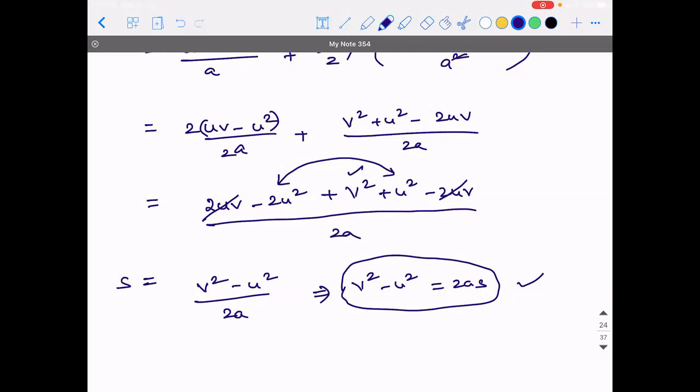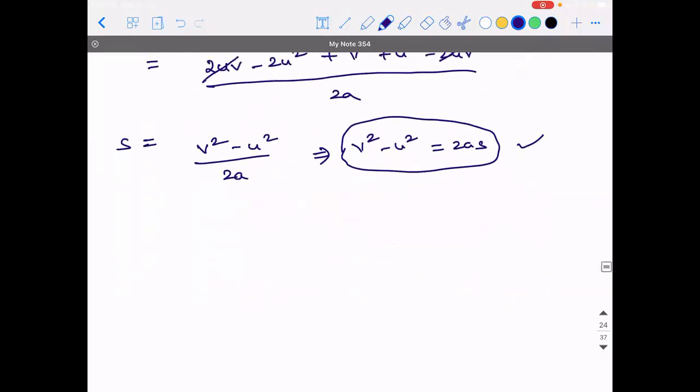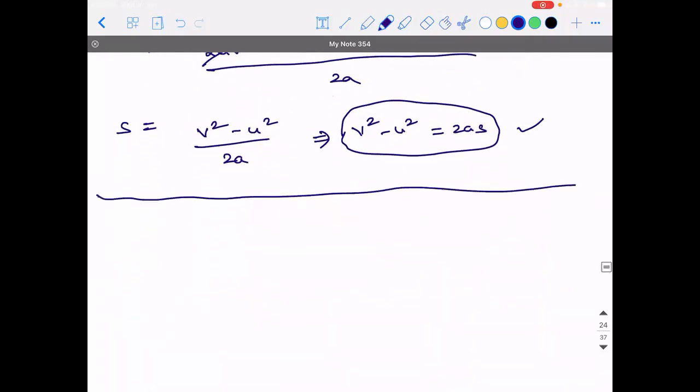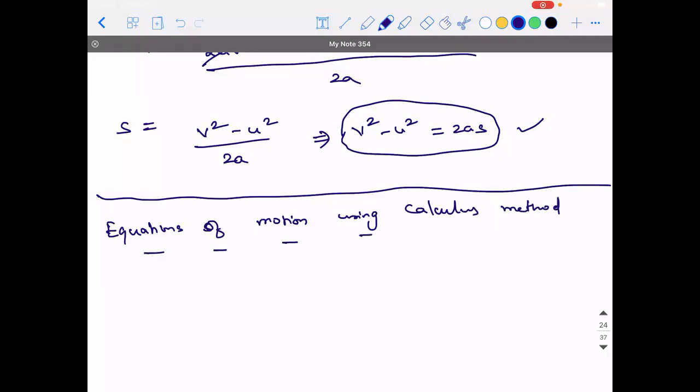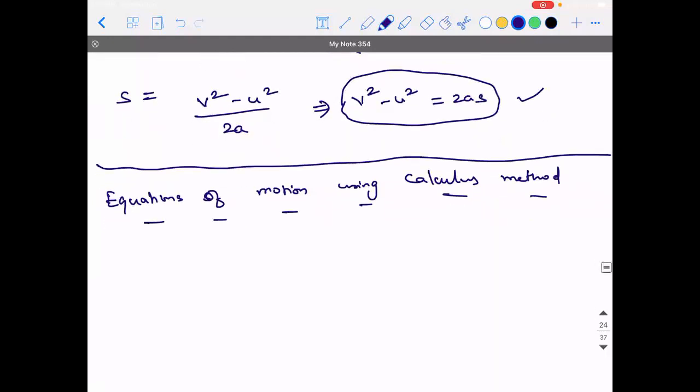So this is how the equations are derived using the average value. Now I'm going to explain something important. This is an often asked question in most of your school exams. That is, they ask you to derive the equations of motion using the calculus method. We need to find the equations of motion using the calculus method.